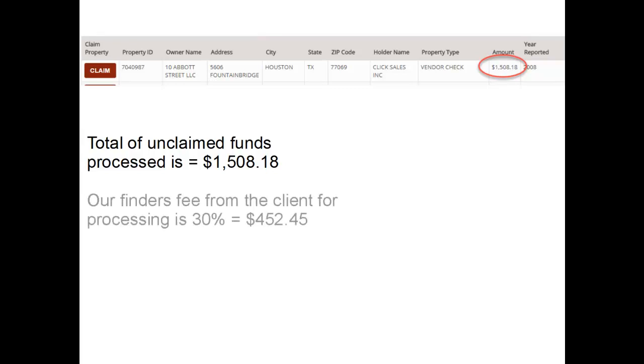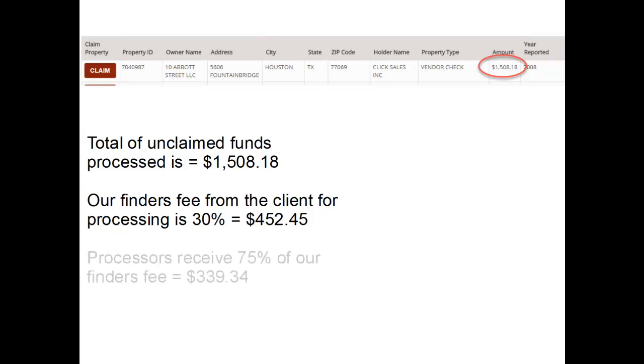Okay? So that being said, remember what I said in the orientation. Our finder's fee from the clients that we process is an average of 30%. Okay? So that would be from this account, for instance, if you mailed this one in, $452.45 we would receive as a fee for providing this service to this company for us, okay, or for them. And then you, on that part, for completing the worksheet and mailing it in to us for that, we're going to give you 75% of that fee, which would be $339.34.